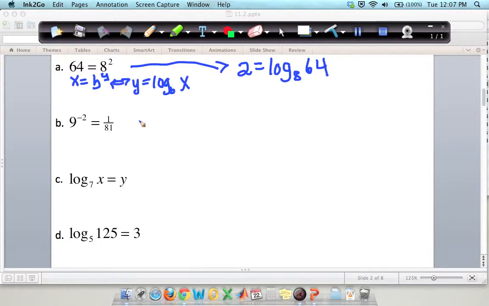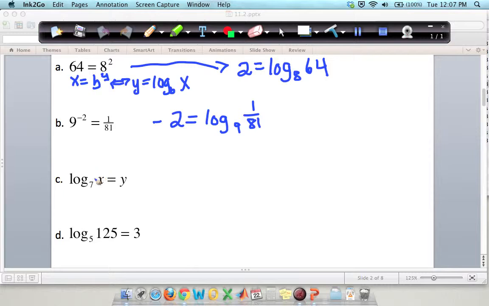So let's do the same thing with b. 9 to the negative 2 power equals 1 over 81. Okay, so my y value is negative 2 equals log, my base is 9, and then, so log base 9 of 1 over 81.